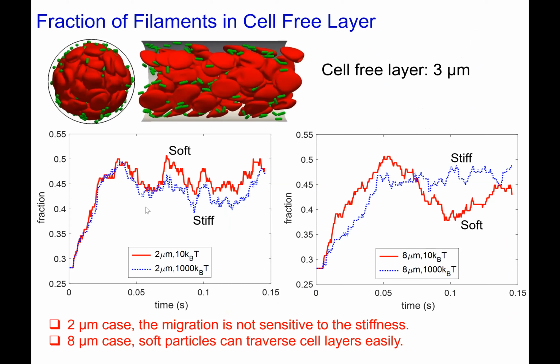As you can tell, for small particles, 2 micron length, the soft particles and the stiff particles look more or less similar, because they are quite small and not sensitive to the stiffness. However, if we look at 8 micron particles, because the cell size is also 8 micron, the soft particles can relatively easily traverse through the gap formed between the cells. But for the rigid ones, it's difficult. But once they get out of the central region of the cell, they will stay in the cell-free layer region.